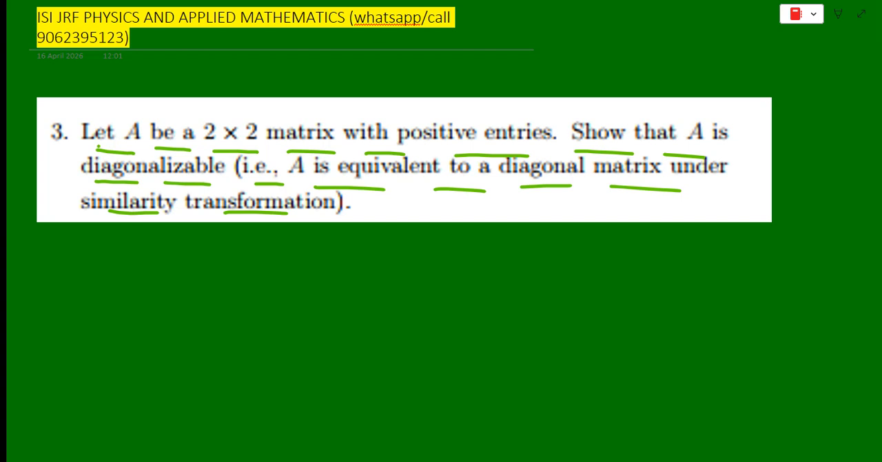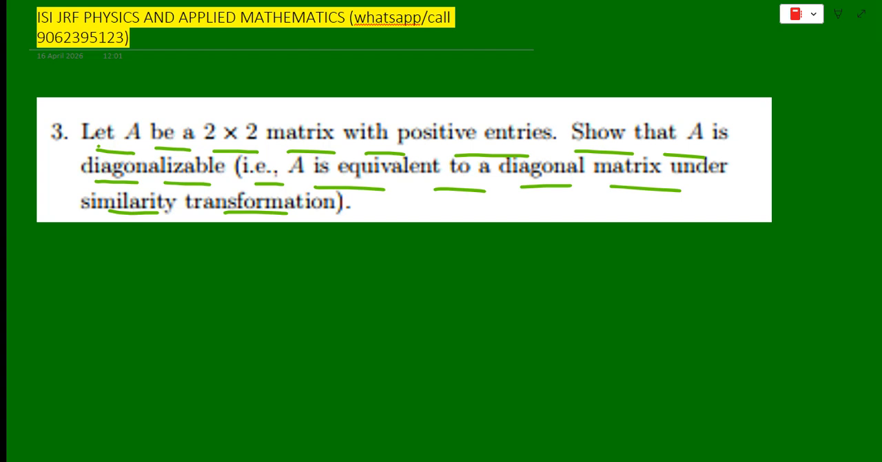A matrix is diagonalizable if it has two linearly independent eigenvectors, or if it has two distinct eigenvalues. ISI loves this shortcut: if eigenvalues are different, done, diagonalizable.